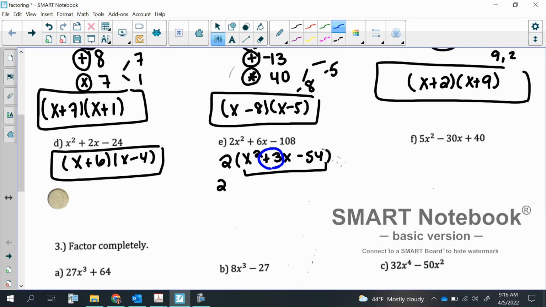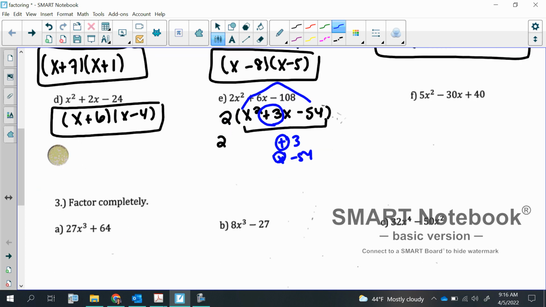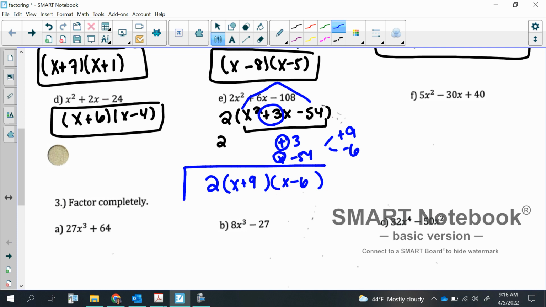So what adds to 3 and multiplies to 1 times negative 54, so multiplies to negative 54. When you factor it, whatever you pull out in front just stays out in front. The two numbers you're going to get are 9 and 6, the 9 being positive, 6 being negative. So we'll get x plus 9, x minus 6. And F is basically along the same lines. You can factor out a 5 here.